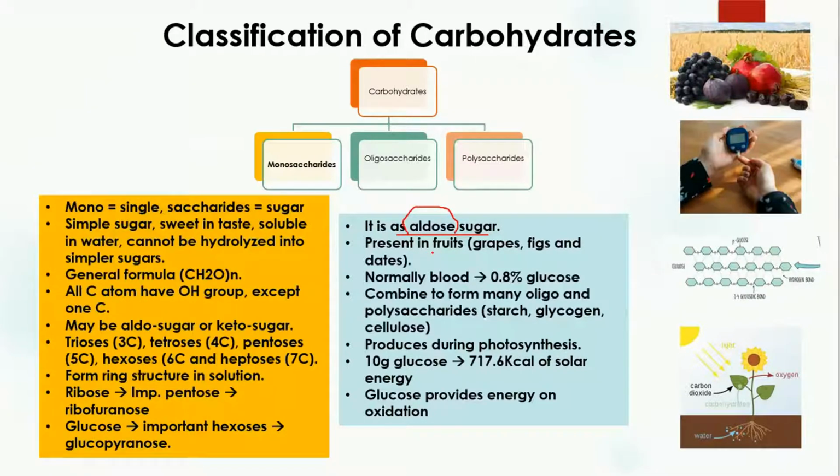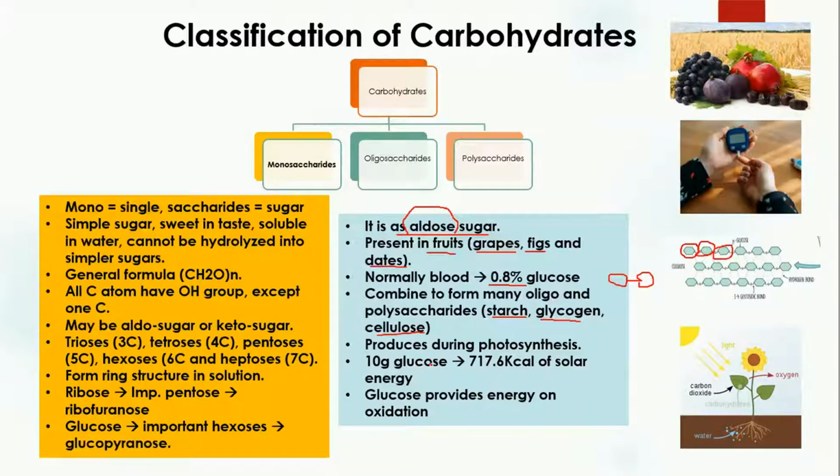It is present in fruits. You can use grapes, figs and dates if you want to take glucose. The normal blood concentration of glucose is 0.8%. It combines with many other oligosaccharides and polysaccharides. Starch, glycogen and cellulose are formed when glucose molecules combine together. Here you can see single glucose molecules combining together to form large compounds which may be starch, glycogen or cellulose.